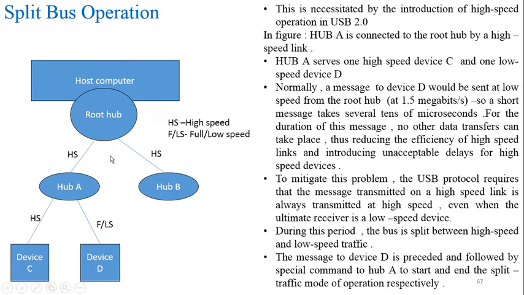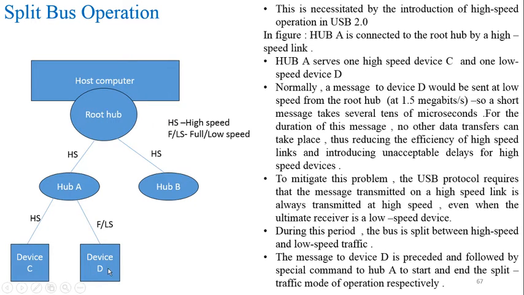In the usual case, in order to transfer data to a low speed device like this device D, the root hub itself transfers at low speed. Here it is actually a high speed link, but the host computer wants to transfer data to a low speed device D, so it initially starts the data transmission at low speed. That means it does not effectively utilize the capacity of this high speed link, and it also takes more time to complete the data transfer from the root hub through hub A to device D. This is the problem associated with such a situation.